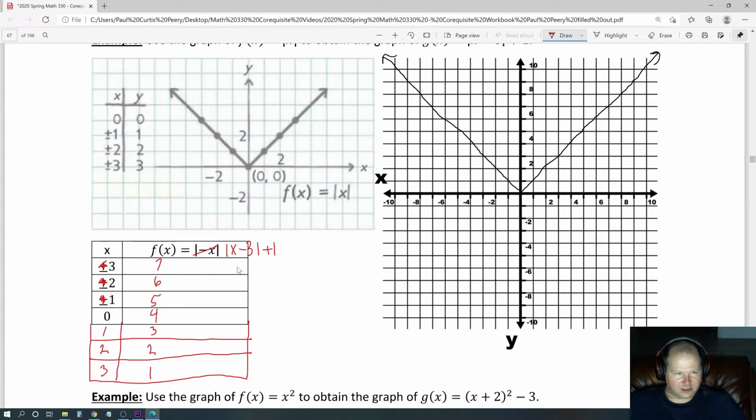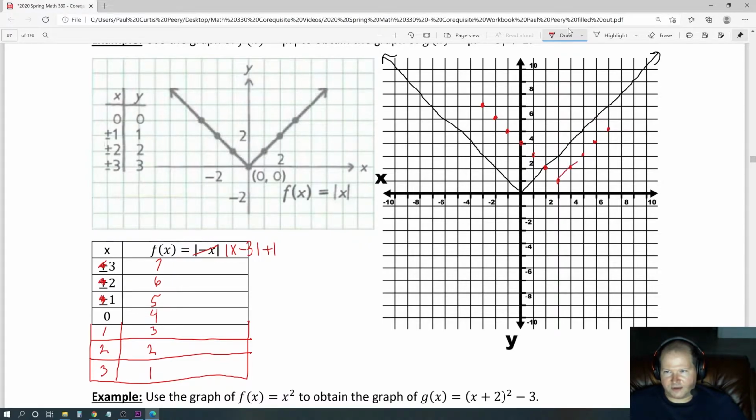Okay, so let's see what this looks like. So negative 3, positive 7 would be right about there. We would say negative 2, 6. So negative 2, 6 is right there. It's like here, here, here. And if we would have had more points, we would have found this pattern right here.